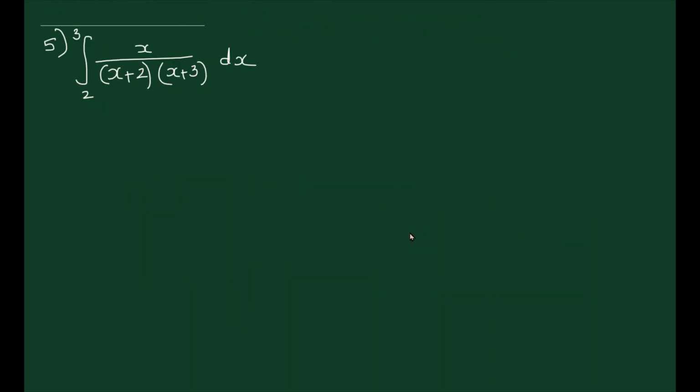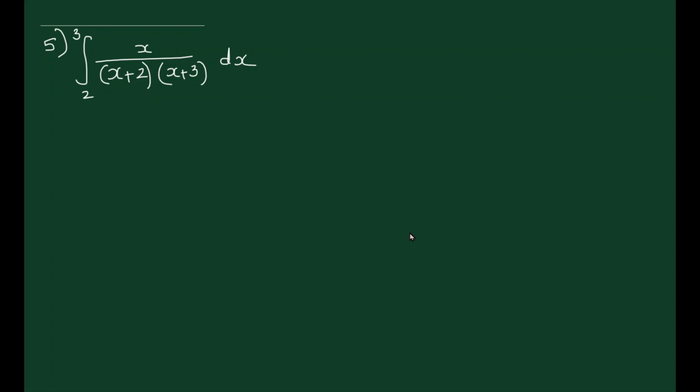Now we go to the fifth question. In the fifth question, the question is the integral from 2 to 3 of x upon (x plus 2) into (x plus 3) dx. This is purely partial fractions. We have to use the method of partial fractions over here. That is the simplest way, isn't it? So we start by using partial fractions.